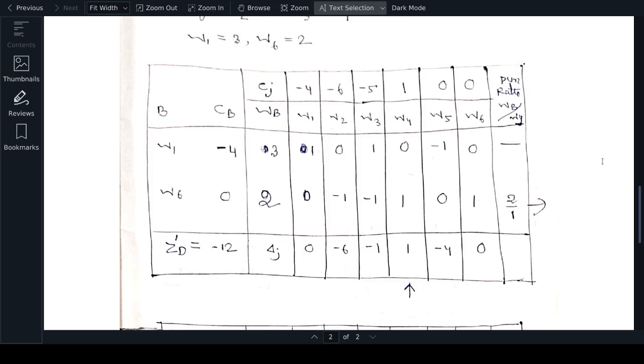So up to this, is it clear? Anybody have any doubt? No, sir. Yes, sir. Anuj?